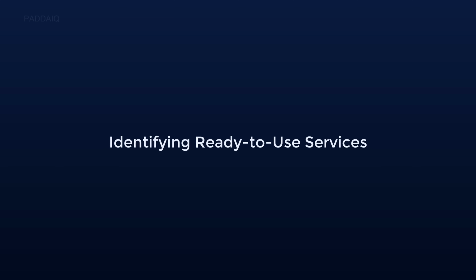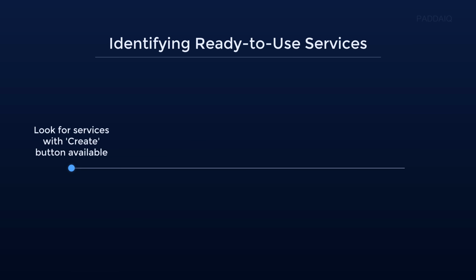Identifying ready-to-use services in SAP BTP. Look for services with Create button available. This means you can instantly provision and use the service without complex setup. For example, the SAP HANA Cloud service has a Create button, allowing you to quickly launch a new database instance. This immediate availability accelerates your development and innovation projects directly.